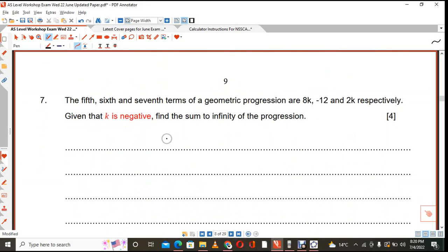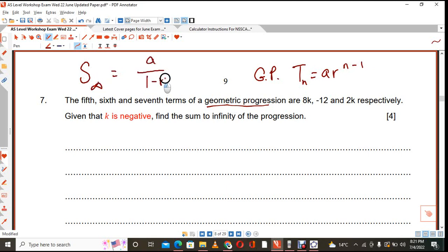Right. Question 7. A little bit tricky, but not so much tricky. This one says the 5th and the 6th term and the 7th term of a GP. Very important that I know I'm dealing with a GP. So what is the formula? The T sub n of a GP is ARn minus 1. The other formula is for sum to infinity. Sum to infinity is A over 1 minus R.